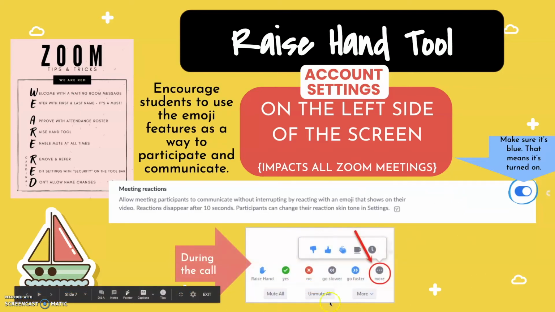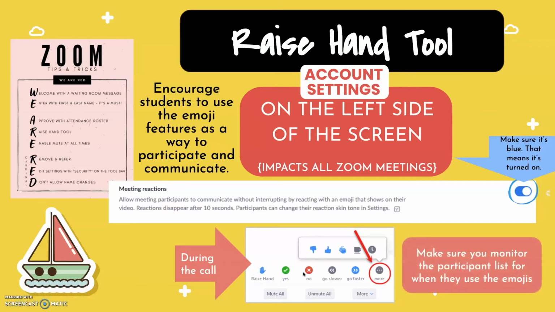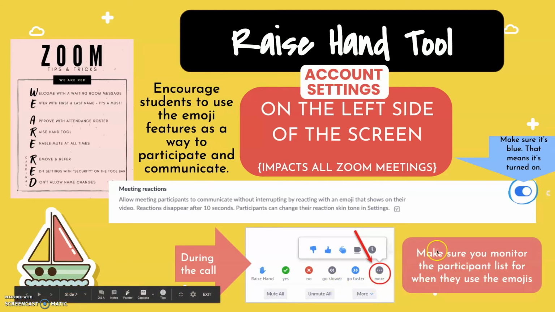So during the call, these are the things that they will see. Raise hand, yes, no, go slower, go faster. And so you want to familiarize yourself with those icons so then if the students do use them, you know what they're trying to communicate to you. You also want to make sure that you are actively monitoring the participant list as you are teaching, which is a lot of multitasking, but that's how you're going to know if people are raising their hand, if they're agreeing or disagreeing, so you have to pay attention to the participant list.